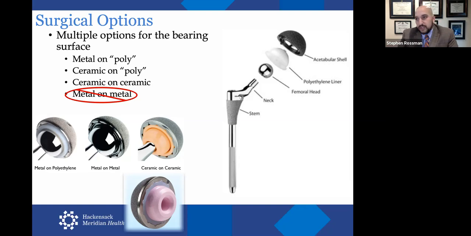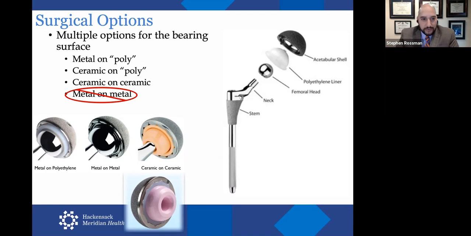We don't do them anymore. Ceramic on ceramic, the idea behind that was they actually have very low wear characteristics. But one of the things that can happen, and if you ever want to YouTube this, just Google ceramic on ceramic squeak, and you can hear an audible squeak in people as they walk up the stairs. Now, I've never personally done ceramic on ceramic. I've revised some, but that would not be something that I'd want to have my patient have.